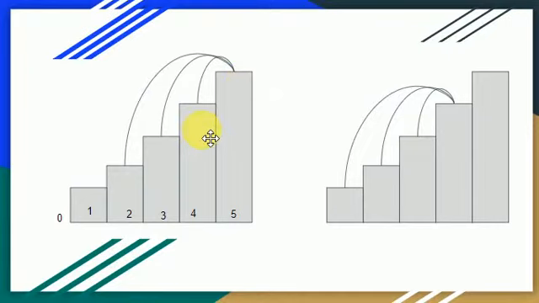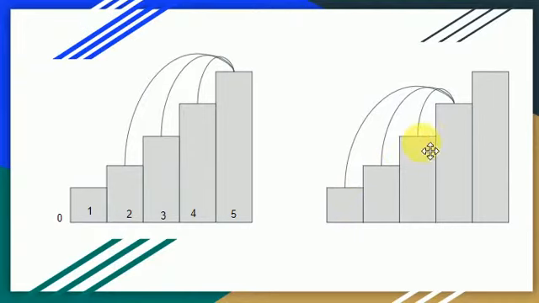From the 4th step you can take 1 step to reach 5, or from the 3rd step you can take 2 steps to reach 5, or from the 2nd step you can take 3 steps to reach 5. Again, to reach 4, you have to do this recursively. You can do n minus 1 plus n minus 2 plus n minus 3.